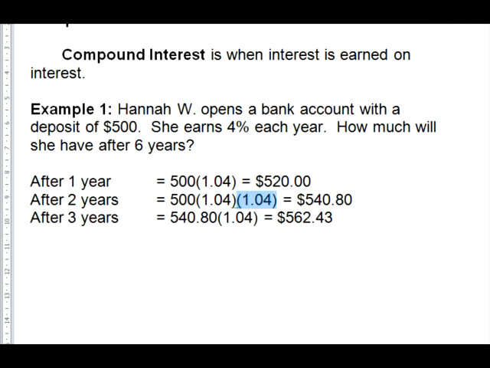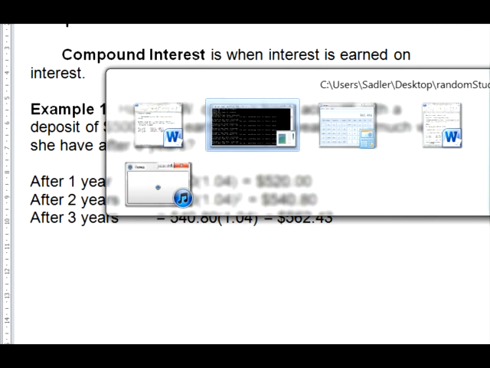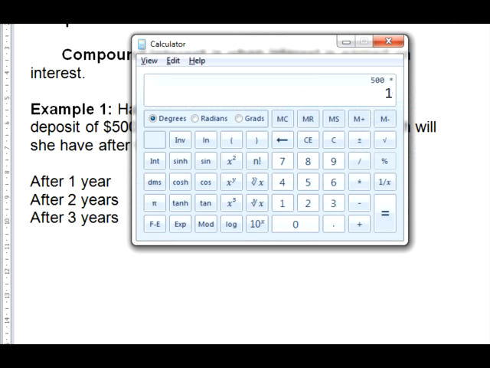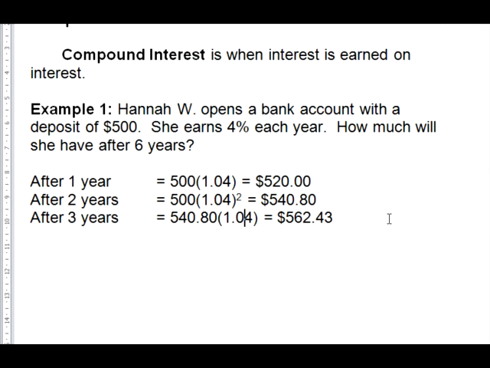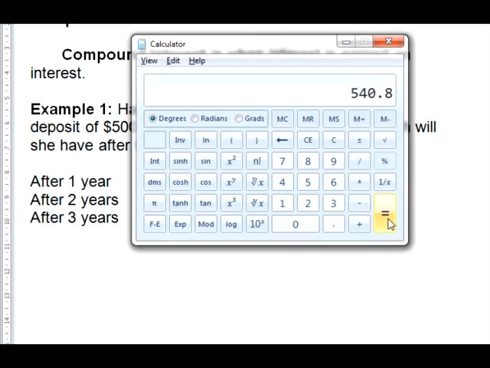Okay, well hopefully you said 500 times 1.04 squared. Now this we can very easily do in our calculator. So this is going to be 500 times 1.04 squared, which is $504.80. Now this is the nice thing about this.